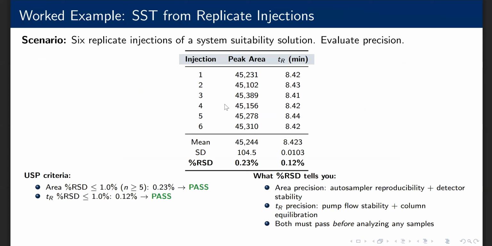6 injections of the same solution give area and retention time data from which we calculate the percent relative standard deviation. The area RSD of 0.23% tells us the autosampler is injecting reproducible volumes and the detector response is stable. The retention time RSD of 0.12% tells us the pump is delivering constant flow and the column is well equilibrated. Both values are well below the USP limit of 1.0%.